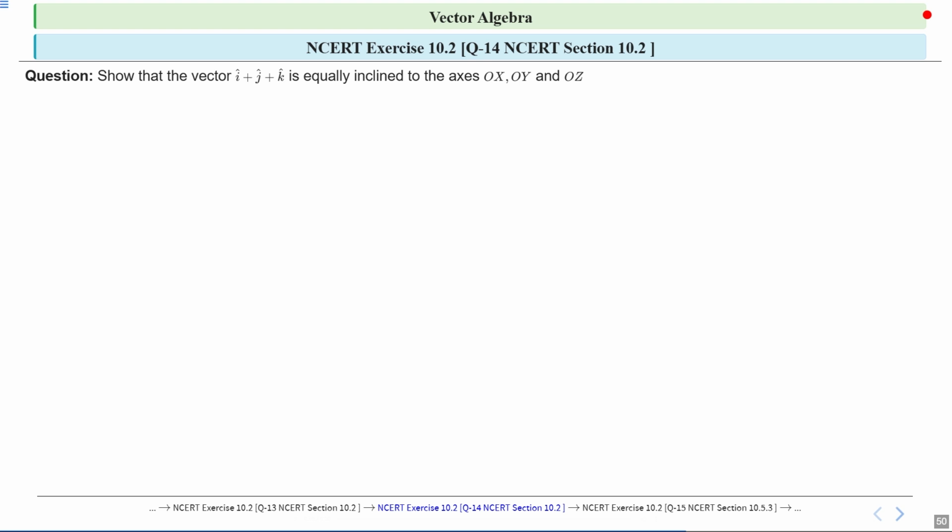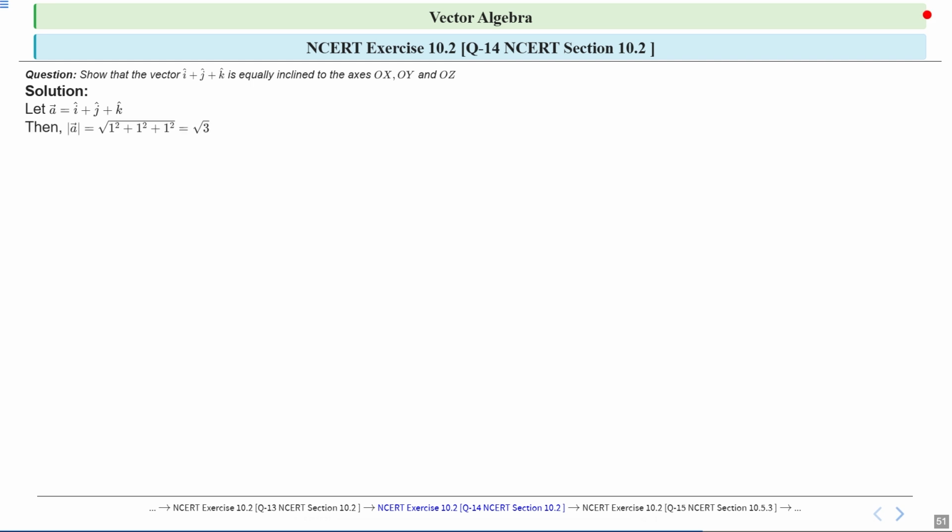Next part, NCERT exercise 10.2 question number 14, which says show that the vector i cap plus j cap plus k cap is equally inclined to the axes OX, OY and OZ. We need to show that the vector is equally inclined to the axes OX, OY and OZ. So let A vector be equal to i cap plus j cap plus k cap. Then the magnitude of A vector is equal to root over 1 square plus 1 square plus 1 square, which is root 3.